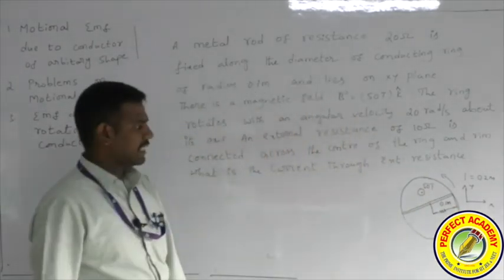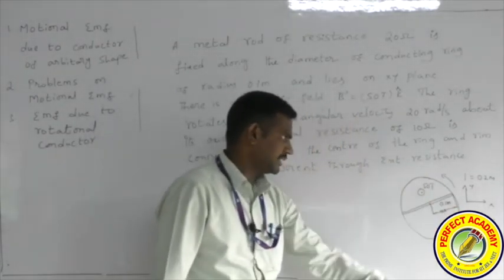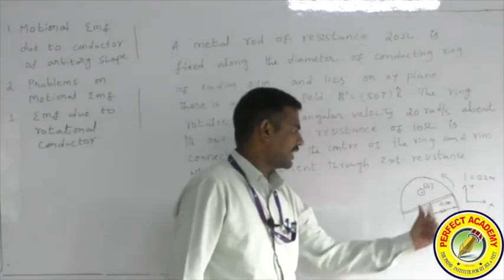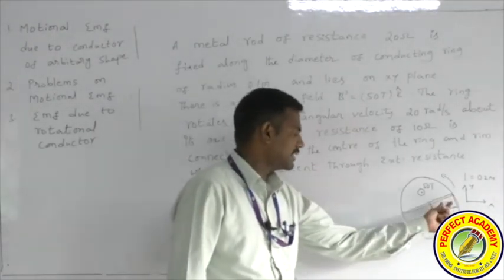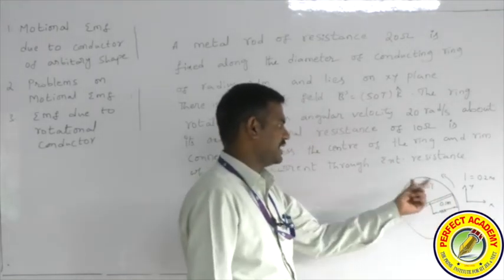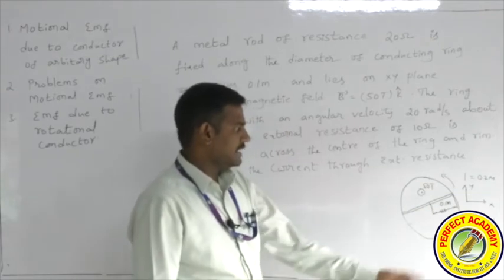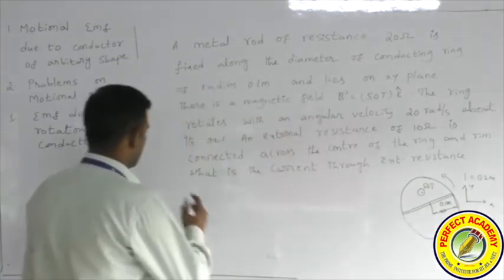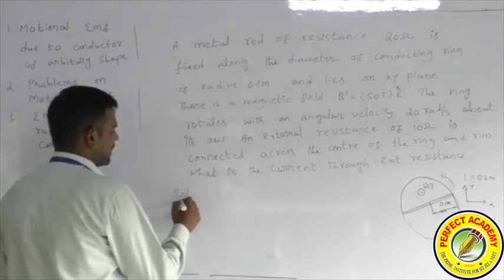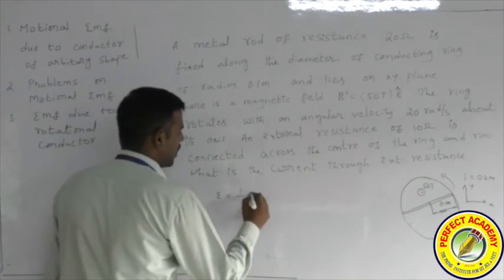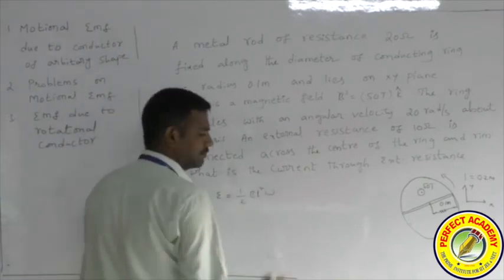Now, what is the current going through this external resistor? That's what they are asking us to find out. Here the half conductor length is 0.1 meter. The magnetic field intensity is 50 Tesla, and it's moving with an angular velocity of 20 radian per second. Whenever a conductor is rotating inside a magnetic field, the induced EMF is given by half B L square omega.